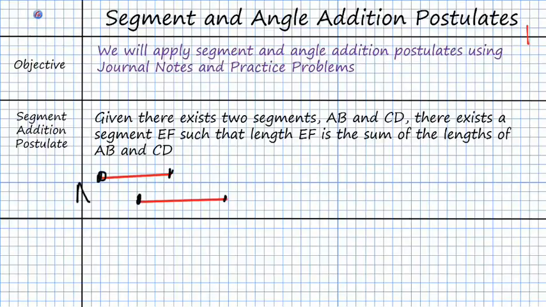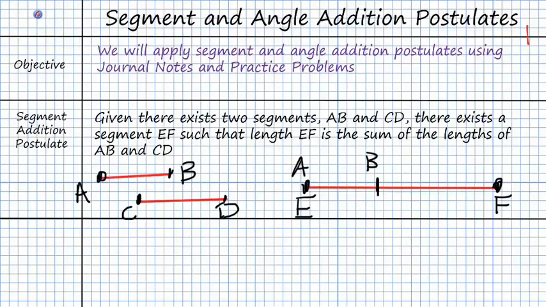so I have AB, and then I also have CD. So given that these exist, then there exists another length, EF, such that it's going to be the same length as AB plus CD.